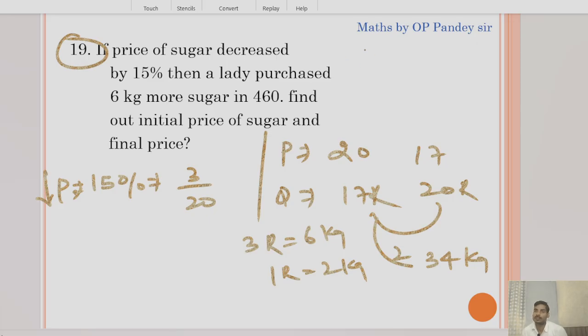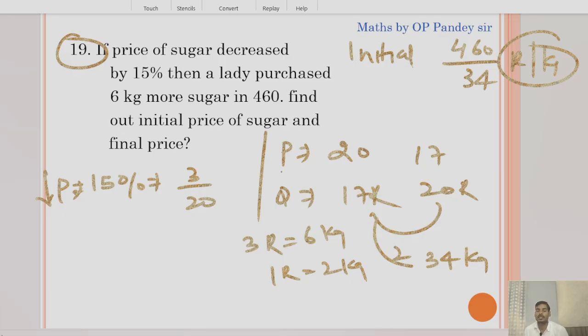So initial price means 460 divided by 34 rupees per kilogram. Can you solve this? And that is your answer. If you want to find the final price, then 460 divided by 40, because if you multiply by 2, then this is 40. So 460 divided by 40, that is the final price of sugar. 0 to 0 cancel, this is 23 rupees per kilogram. Is it clear?